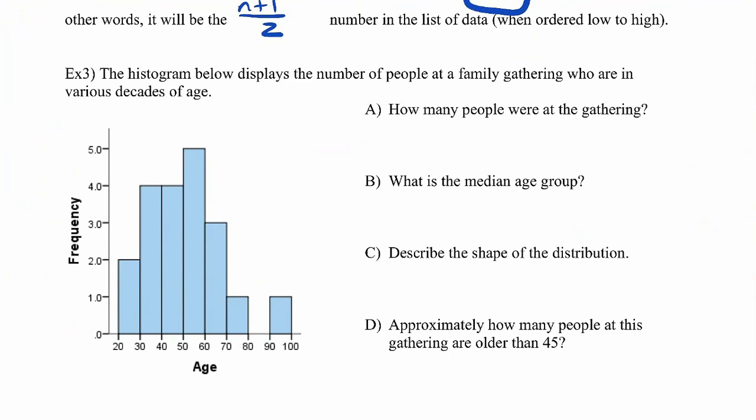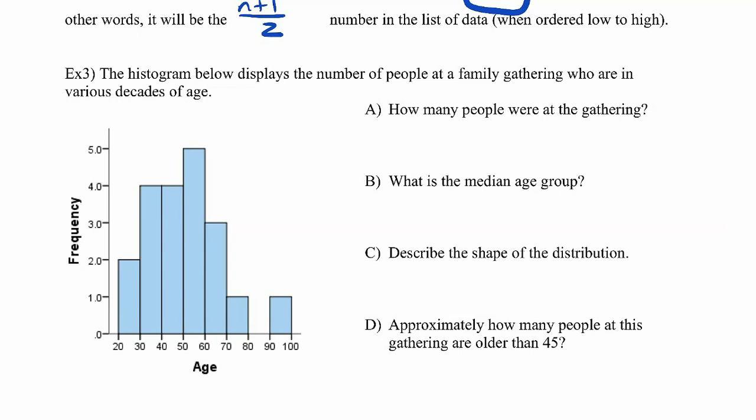The histogram below displays the number of people at a family gathering who are in various decades of age. So we have some members who are in their 20s, their 30s, up to their 90s. Now looking at this graph, I could ask, how many people were at this gathering? We have the frequencies along the left side, so we can see exactly how many people were in each group. All we're going to do is add those frequencies together.